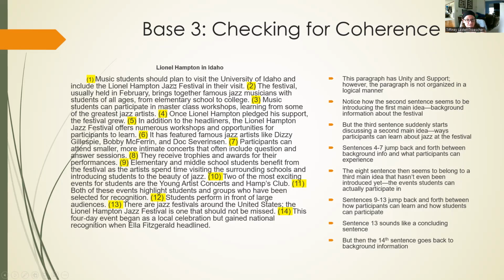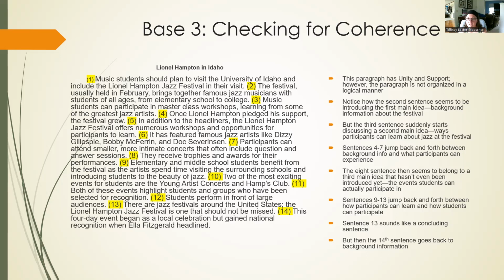Music students should plan to visit the University of Idaho and include the Lionel Hampton Jazz Festival in their visit. So I know that this paragraph is likely going to be about this festival and why we should make sure we visit during festival time. All right. Notice how the second sentence seems to be introducing the first main idea, which is basically some background information about the festival. The festival, usually held in February, brings together famous jazz musicians with students of all ages from elementary school to college.